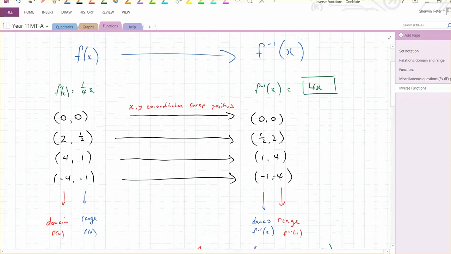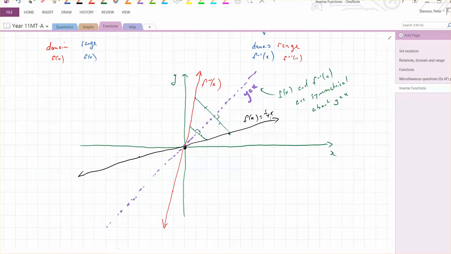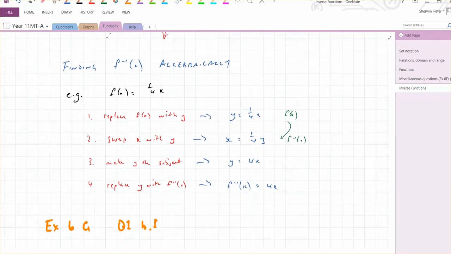Okay, so x and y interchange. The domain of the function becomes the range of the inverse function. The range of the original function becomes the domain of the inverse function. They are reflections of each other in the line y equals x. That's the graphical view. The algebraic view is this 4-step process here.